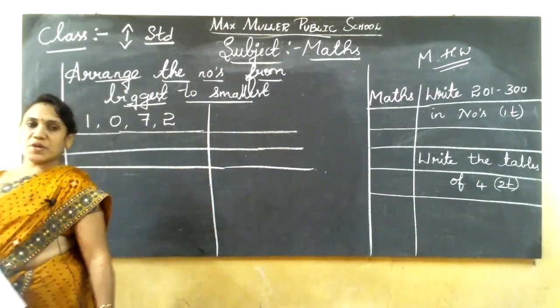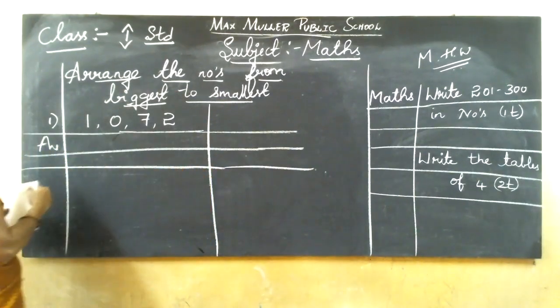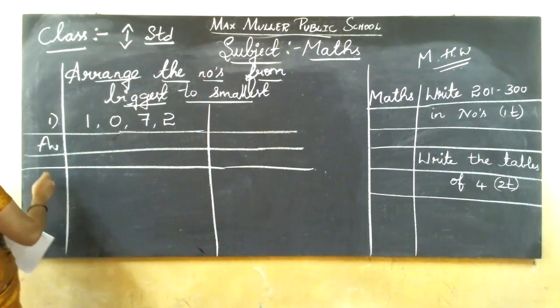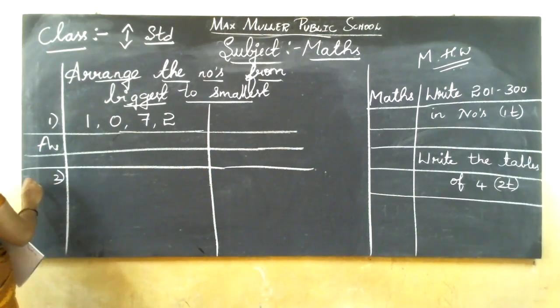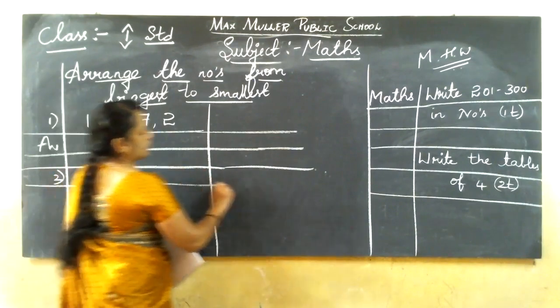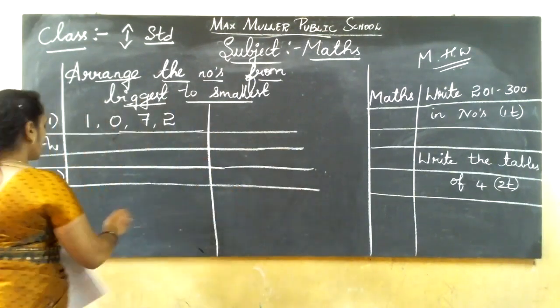So keep ready the fresh page and copy the next main heading. Arrange the numbers from biggest to smallest. Now in the previous main we did smaller to bigger. Now bigger to smaller. Don't get confused. Okay.